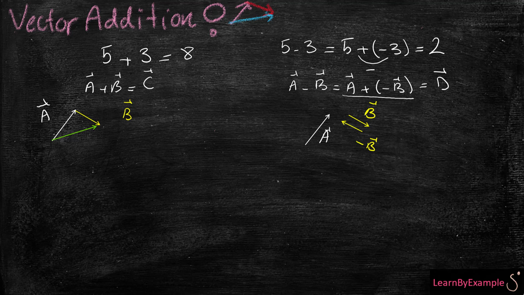Now all I have to do is do the same thing as I did in the previous part, which is to take the tail of my vector B and connect it to the head of my vector A. And it will look something like this. Then once I'm done with that, I'm going to use the green color again to connect the tail of my vector A to the head of my vector B. And that is what I call my vector D.